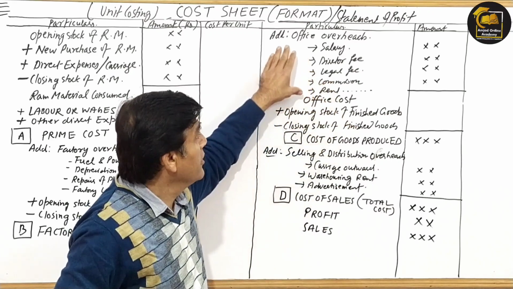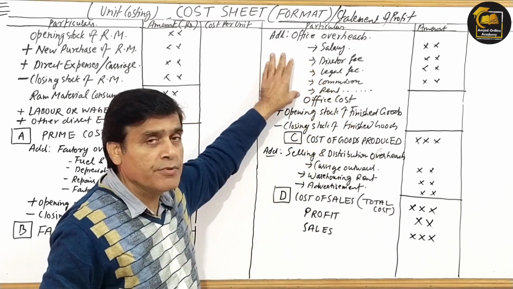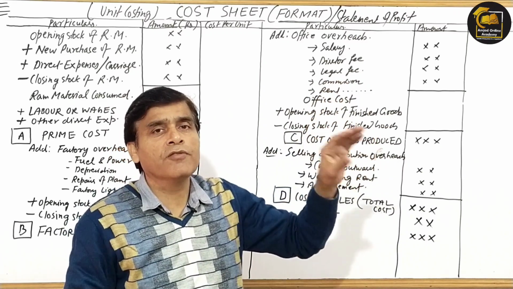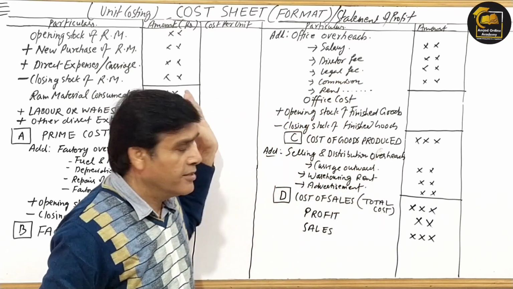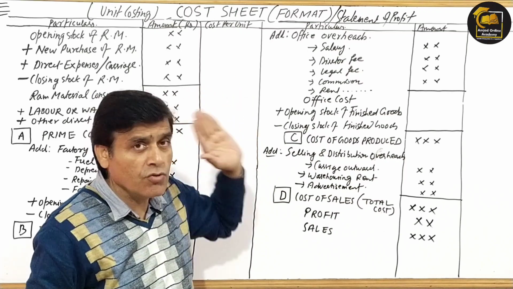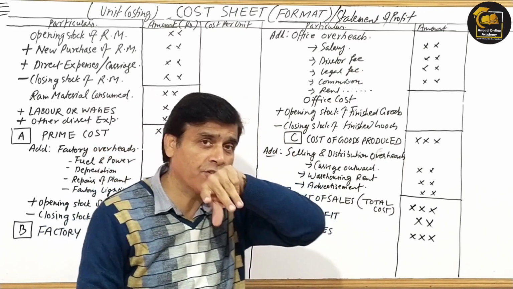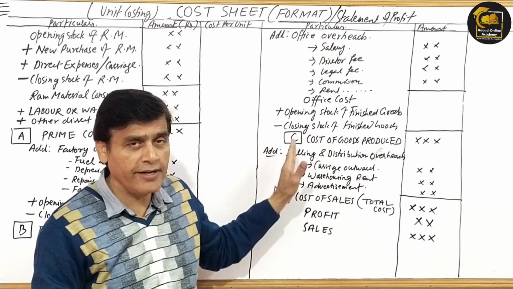अगर मैं आपसे बोलूं कि ऑफिस ओवरहेड्स हैं, तो ऑफिस ओवरहेड्स भी कम से कम 40 to 50 एक्सपेंसेस होते हैं. तो आप कैसे उन्हें क्रैम अप करोगे? इसी तरह से फैक्ट्री ओवरहेड्स होते हैं. तो जस्ट यू नो द कॉन्सेप्ट एक्चुअली व्हाई इट इज हैपनिंग, व्हाई वी आर एडिंग, है ना.